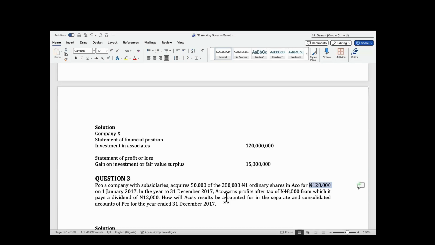In addition to that, in the separate statement of profit or loss, you will also recognize dividend received. Is it 12,000 or 30% of 12,000? No, 25%, because he has 25%. So you just calculate 25% times 12,000. You will recognize that as dividend received, as income in the separate account. That's all it does in a separate account.